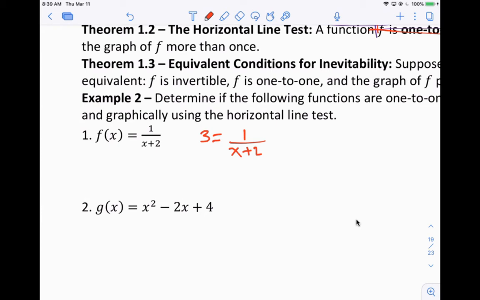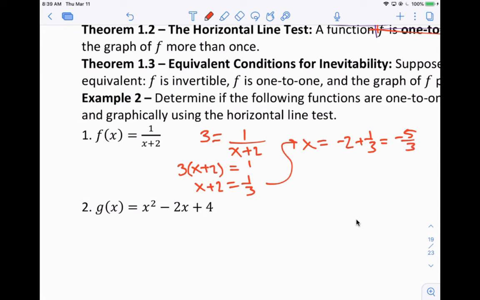And let's see if there's any way any of these operations could give us two different x's. So we're basically doing this in reverse. Instead of picking an x and seeing what we get, we're picking a y and seeing if we get two different x's. Solve this real fast. Move the 3 to the other side. So in this case, we get -2 plus 1/3, or -5/3. We get a singleton answer.